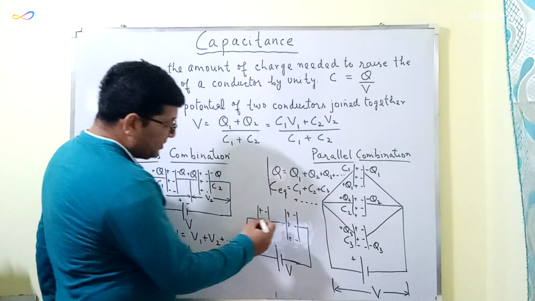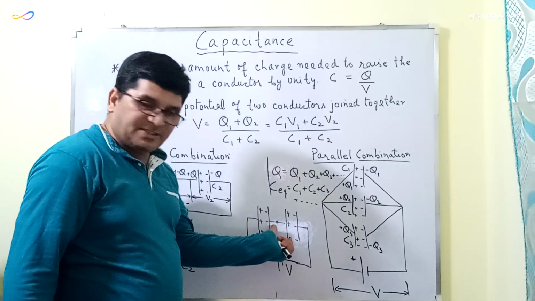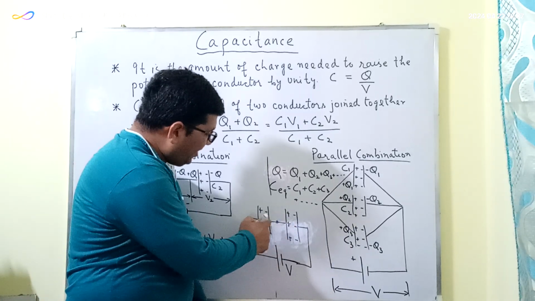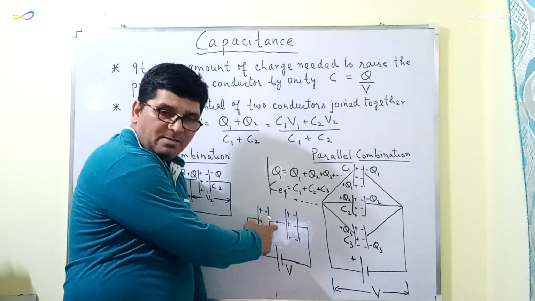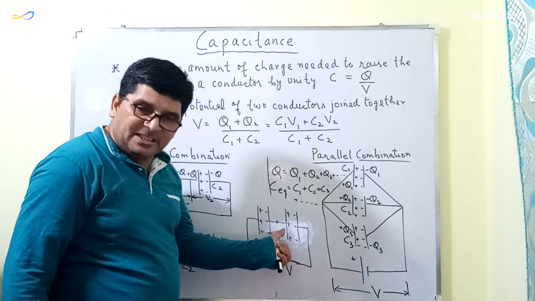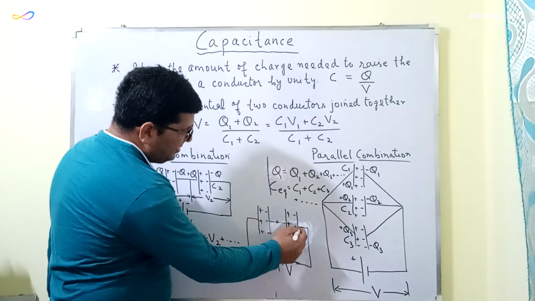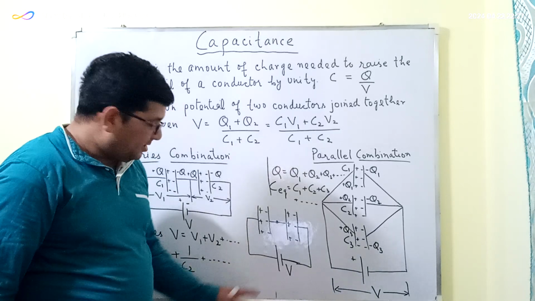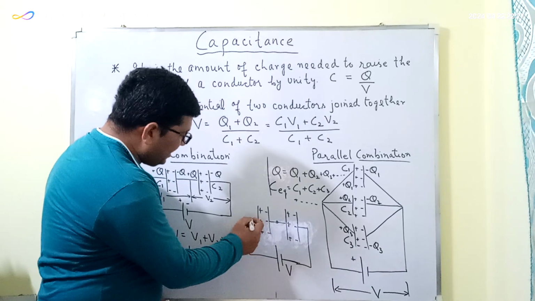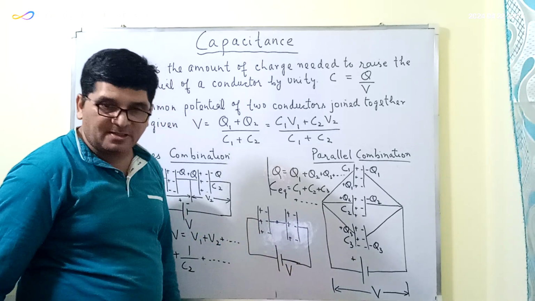How? I am just taking one point here. This is one end of the capacitor, and one end of this capacitor and one end of the other capacitor are both joined together here. But you see, the other ends of the capacitors are not joined together, because in between there is a voltage source. So the other end of this capacitor and the other end of that capacitor are not joined together.